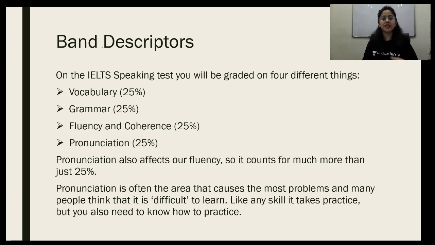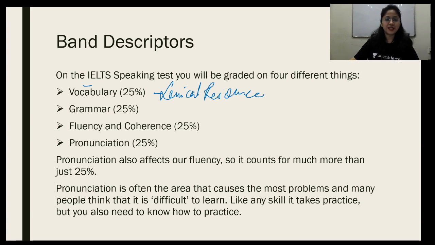Now, let me tell you about the band descriptors. So, what are band descriptors? Band descriptors are the ones which decide how much scores you would be getting. So, for the IELTS speaking examination, we've got 4 band descriptors. The first one being lexical resource, and we've written it as vocabulary. So, you've got lexical resource.